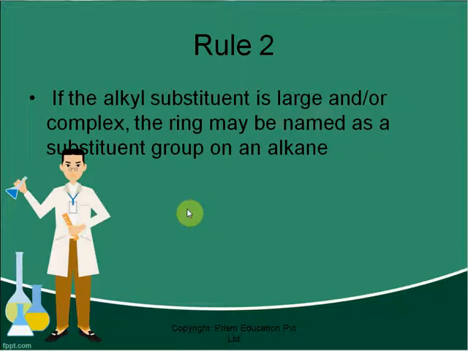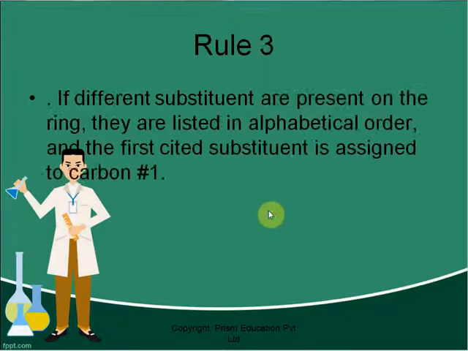If the alkyl substituent is large or complex, the ring may be named as a substituent group on an alkane, right? So, let us say we have a cyclic ring and one of the substituents is a huge complex, 2,3-dimethyl hexane kind of an alkyl group. In that case, we will treat the cyclic hydrocarbon as a substituent and the straight chain as the main chain.